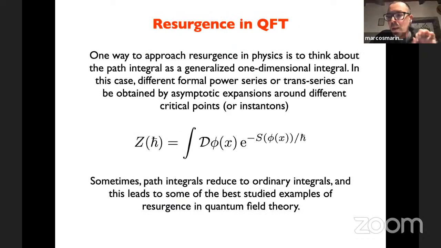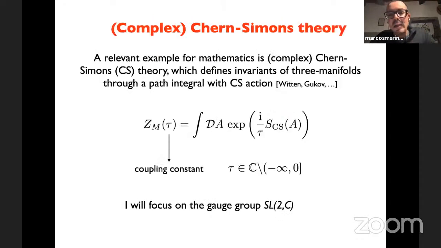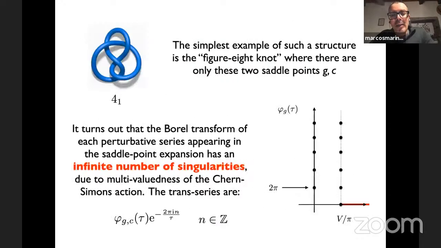But it turns out that there is a very interesting twist in this story, and this is the first complication that you find in a sense. And this is related to the fact that the complex Chern-Simons action turns out to be multivalued.